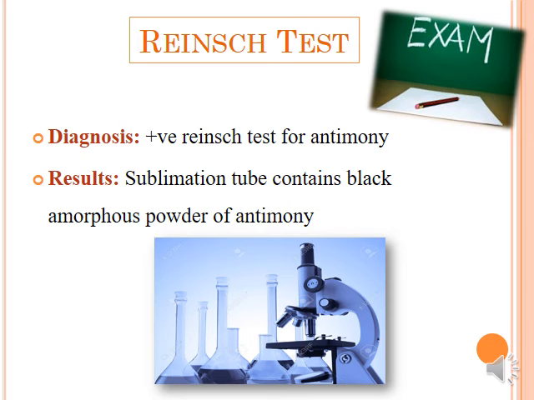But if we find black amorphous powder, it is antimony. We will write positive Reinsch test for antimony, and the result: the sublimation tube contains black amorphous powder of antimony.